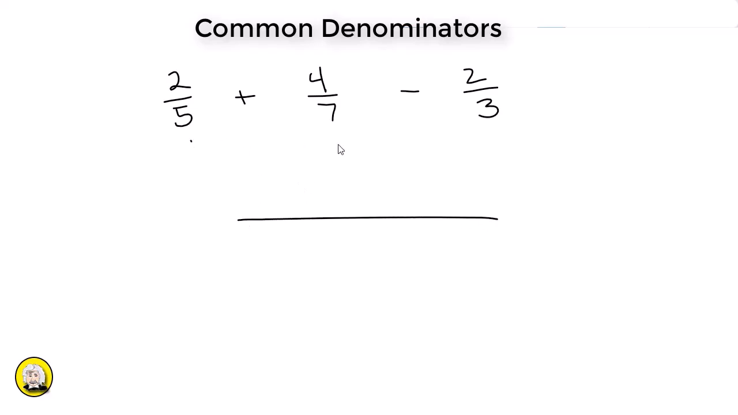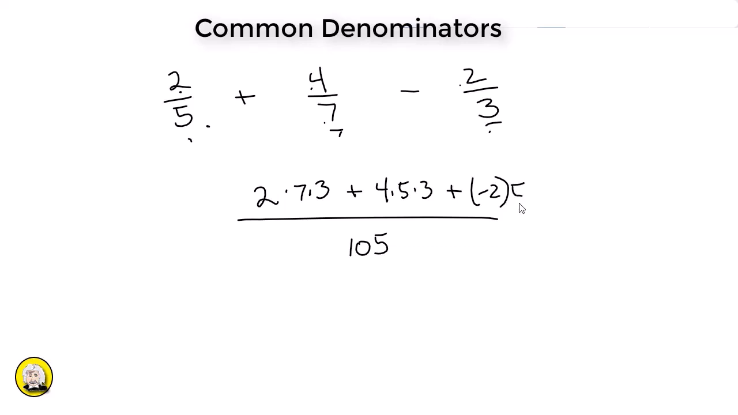So let's see that in practice on an example. In this case, my common denominator is going to be 5 times 7 times 3. That's 35 times 3, or 105. And each numerator is going to be 2 times the other denominators shown, which will be 7 and 3. So that's 2 times 7 times 3, plus 4 times 5 times 3, plus negative 2, in this case, times the other denominators, which are 5 and 7. And that will essentially be our result.